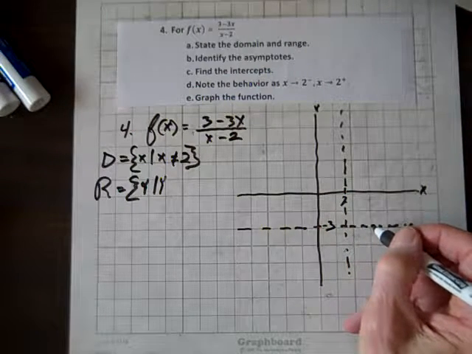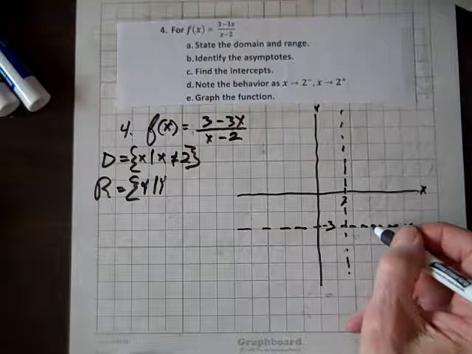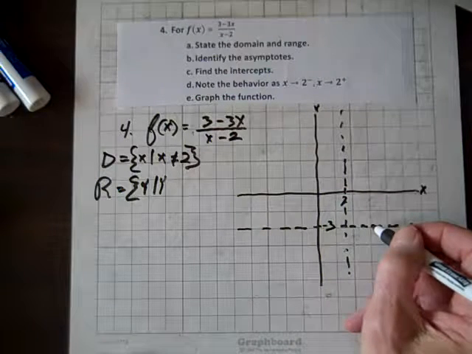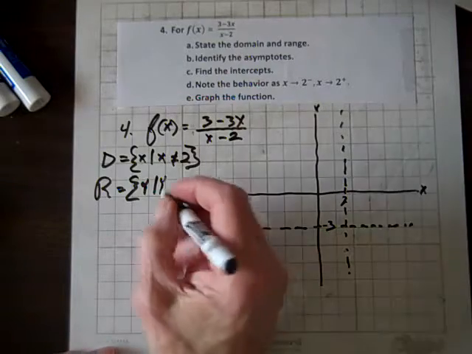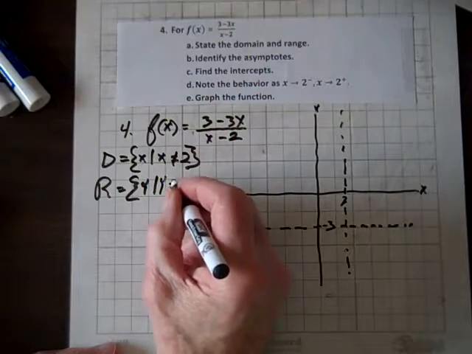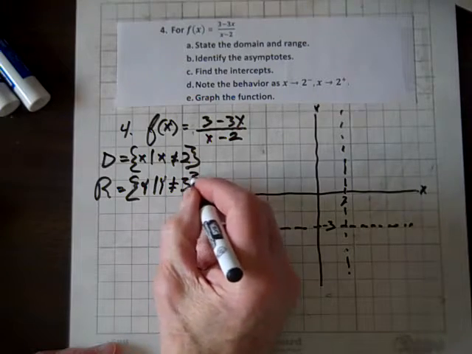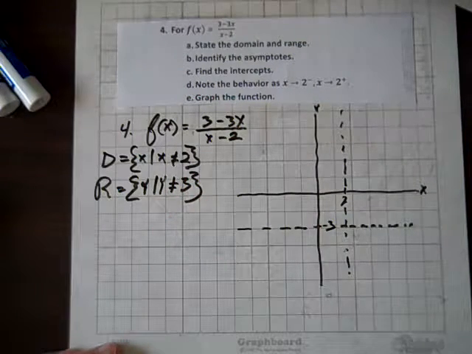That horizontal asymptote is a y value that x is not going to take on for this particular equation, or that y will never achieve for this particular equation. So the range is everything but 3. Y is not equal to 3.